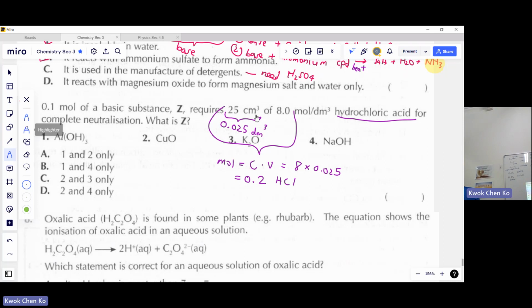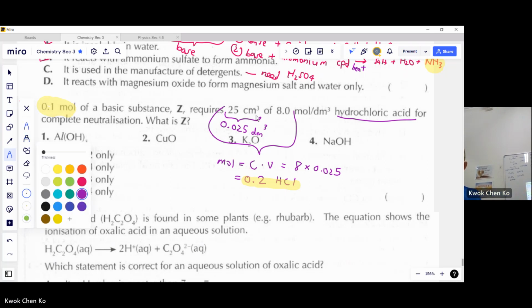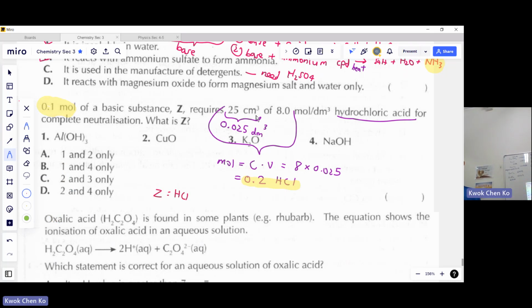Look at the ratio. I need 0.1 mole of Z to react with 0.2 mole of HCl. So what's the ratio? 1:2. So Z to HCl ratio is 1:2. Make sure you recognize that. Then the next part is just look at this 4: 1, 2, 3, 4. Which one fits that mole ratio?